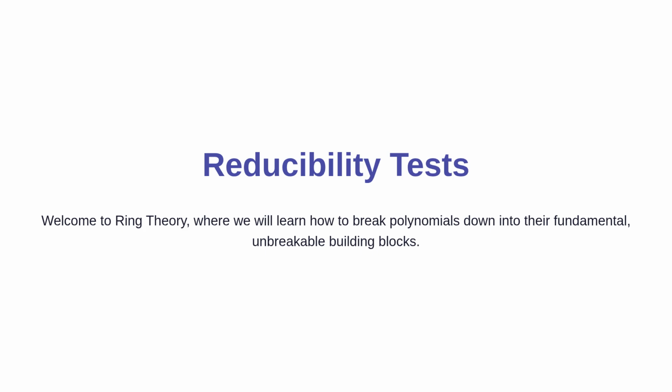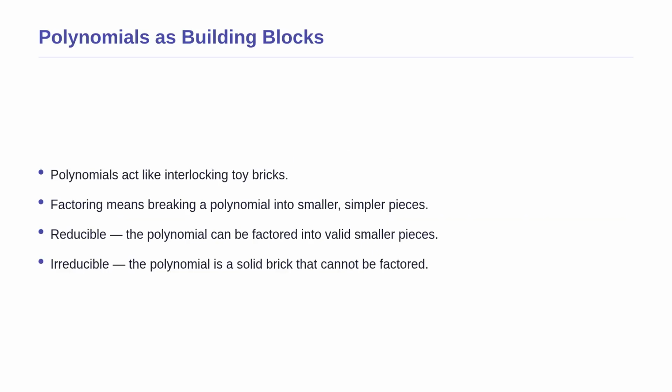Let us dive in. To understand reducibility, imagine you are playing with interlocking toy bricks. Some structures can easily be snapped apart into smaller pieces. In algebra, polynomials act exactly like these structures. Factoring a polynomial means breaking it apart into smaller, simpler polynomial pieces that multiply together to form the original. If a polynomial can be broken down this way, we call it reducible. But if it is like a single solid brick that absolutely cannot be factored into smaller valid pieces, we call it irreducible. Reducibility tests are our diagnostic tools to figure this out without endless guessing.